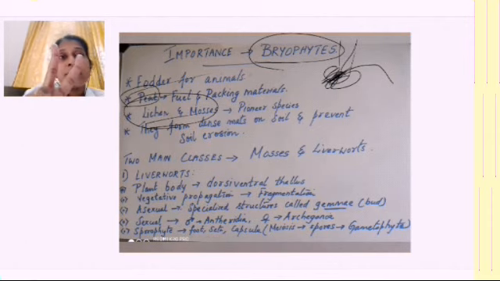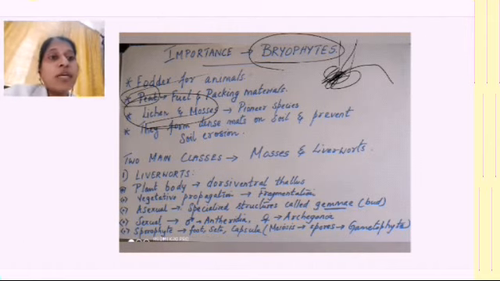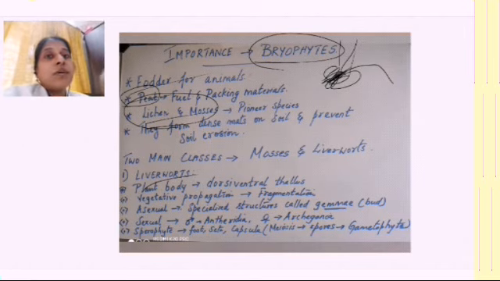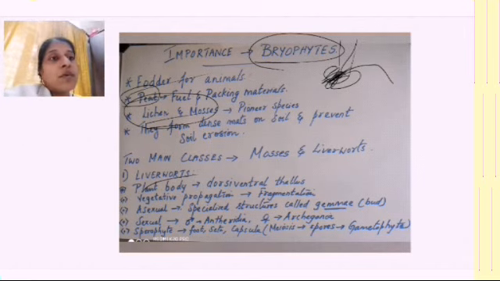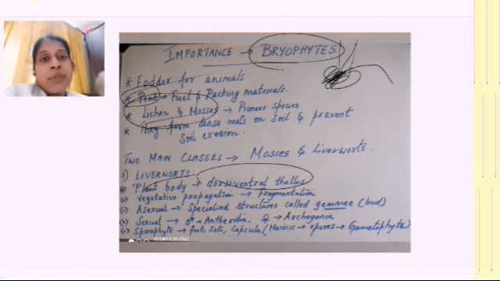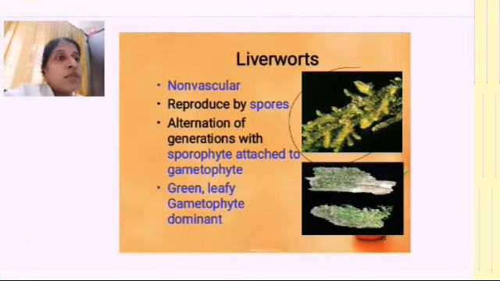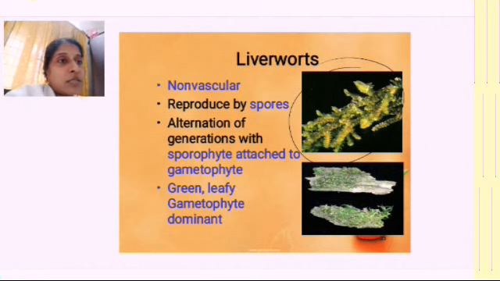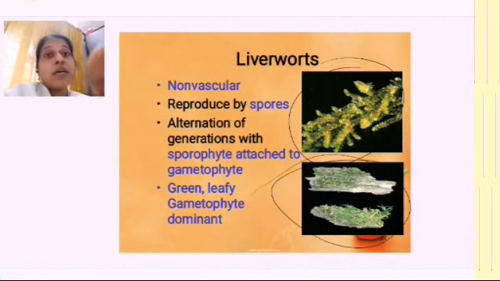There are two main classes. One is mosses, the second is liverworts. First we are going to discuss liverworts. So how do liverworts look? When you see liverworts, they have a dorsiventral thallus. I told you what a thallus looks like, right? In the beginning itself we discussed how the thallus will be somewhat like this. This is the structure of the liverworts. You need not see the other one. So this is liverworts, and I have shown you the diagram.